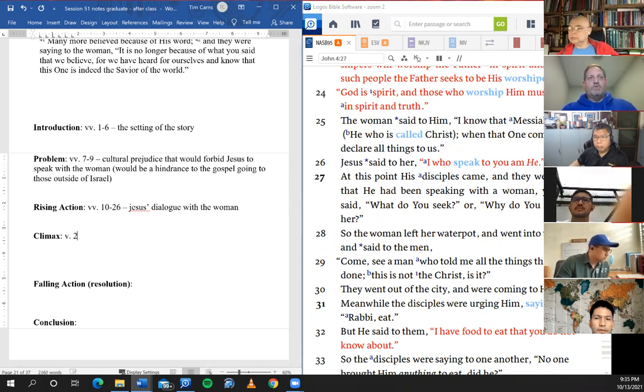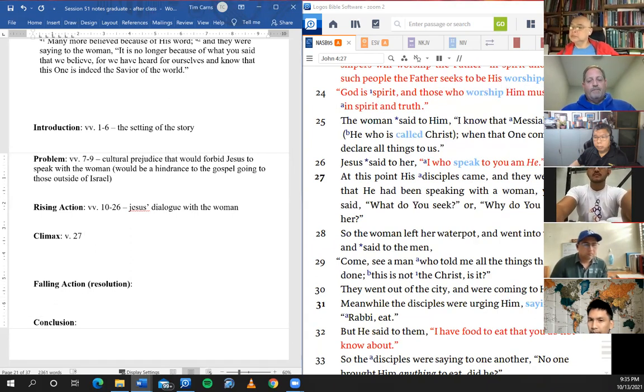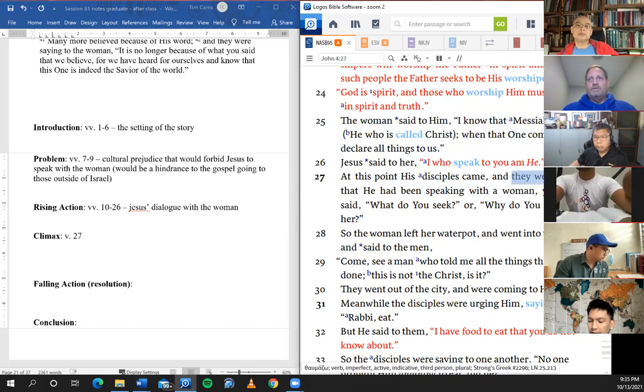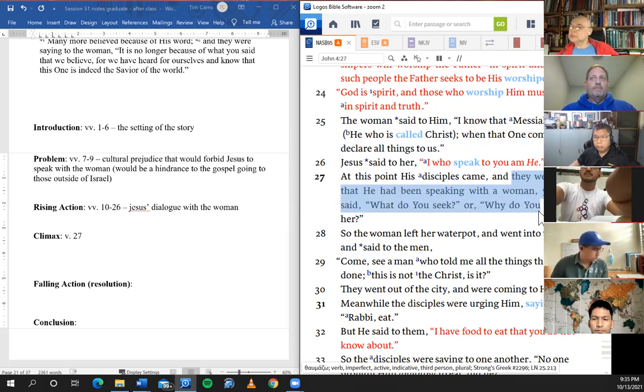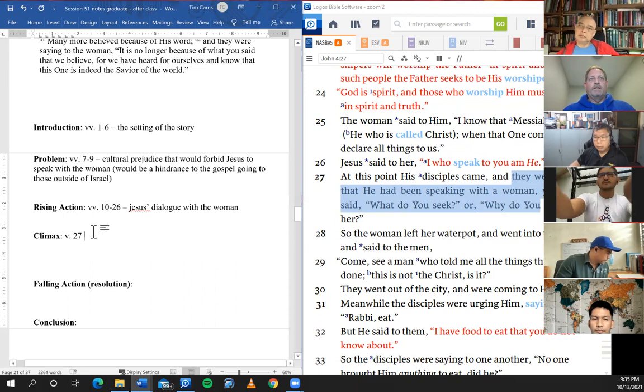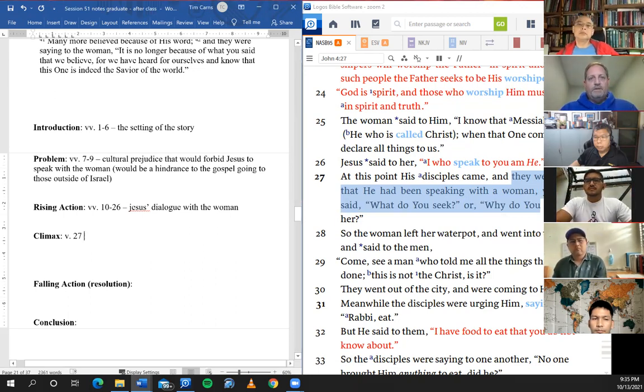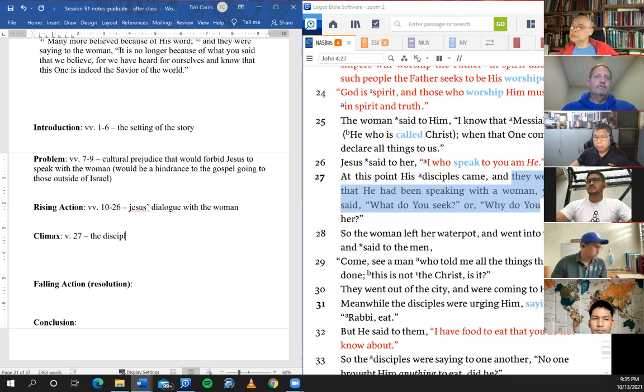Then verse 27 is almost like the climax of this story, because the disciples now return and they see Jesus speaking with this woman. They were amazed he was speaking with a woman, and this Samaritan woman in particular, but no one said anything. So in a sense, the climax of John 4 is the disciples arriving.